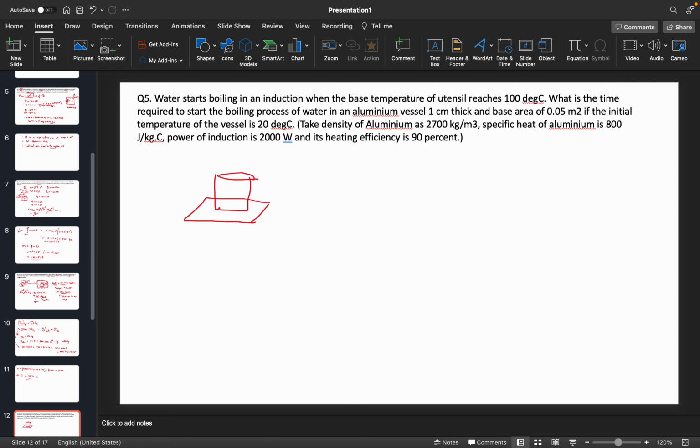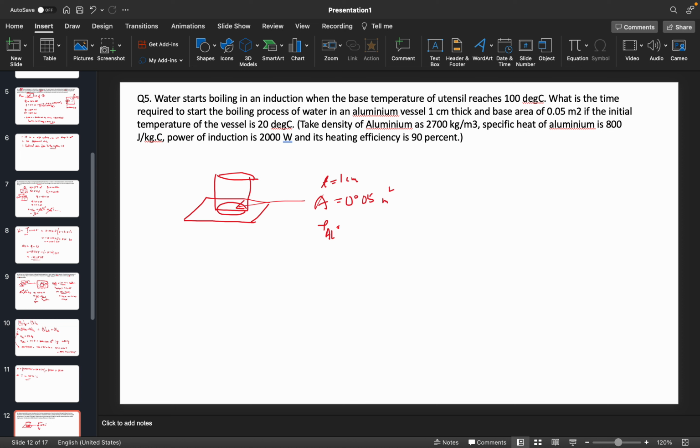Its base area is given to us. This base area is equal to 0.05 meter square, and the thickness of the base is given to us as 1 centimeter. So this much thickness. From here we can calculate the volume, and since this is made up of aluminum, the density of aluminum must also be given.